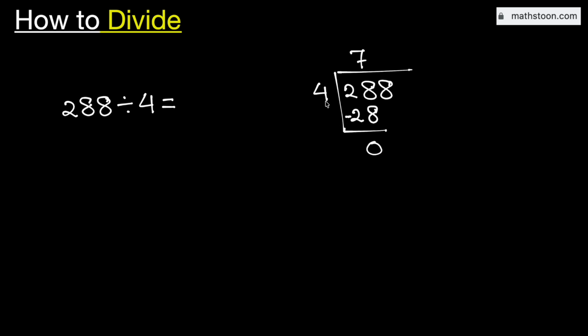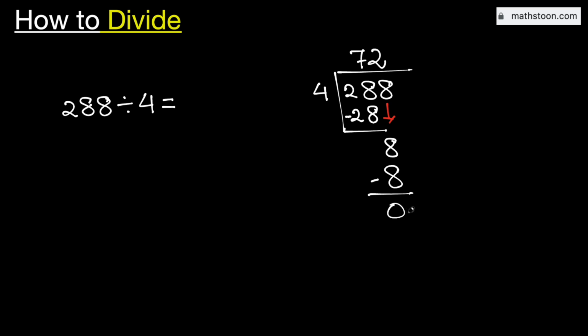Now 0 is less than 4. That is why we will bring down this number 8 here. Now see that this is the number 8. So we remove this 0. Now 4 times 2 is 8. Subtract, we get a 0.